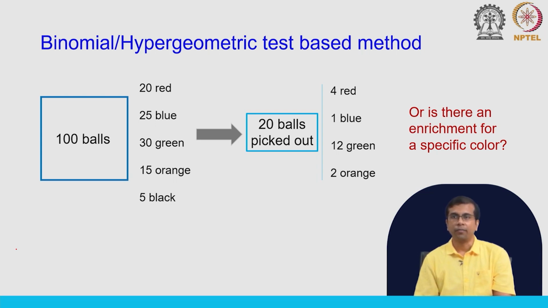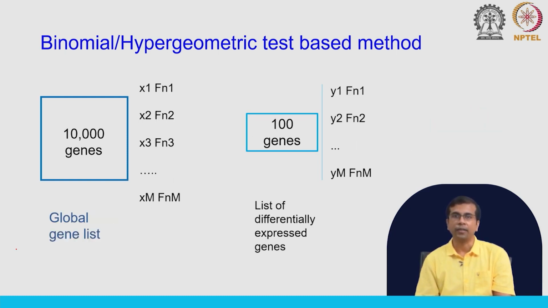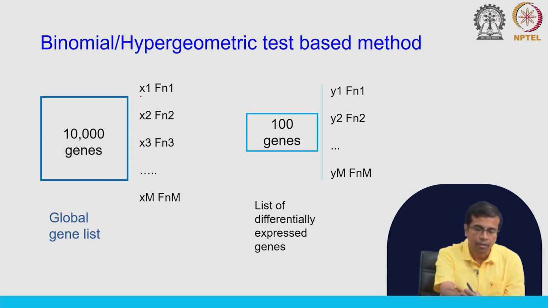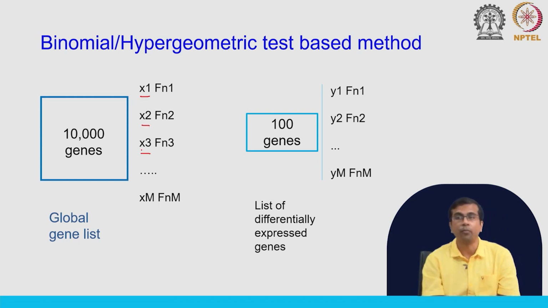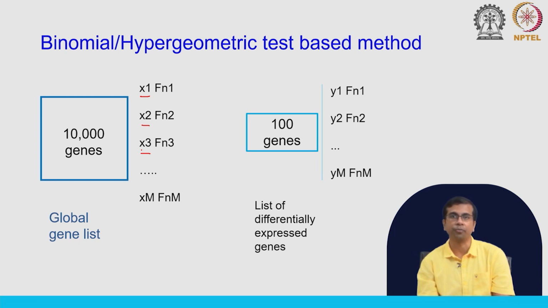Okay. So, once you think of this example, this actually is very similar to what we want to do in case of hypergeometric test based method or enrichment. So, this is the global box, and in our case this would be the global gene list, where we have about 10,000 genes, and instead of the colors we now have these functions. We have x1 genes that are in function class 1, x2 number of genes in function class 2, xm number of genes in function class m. So, this is the distribution in these 10,000 genes.